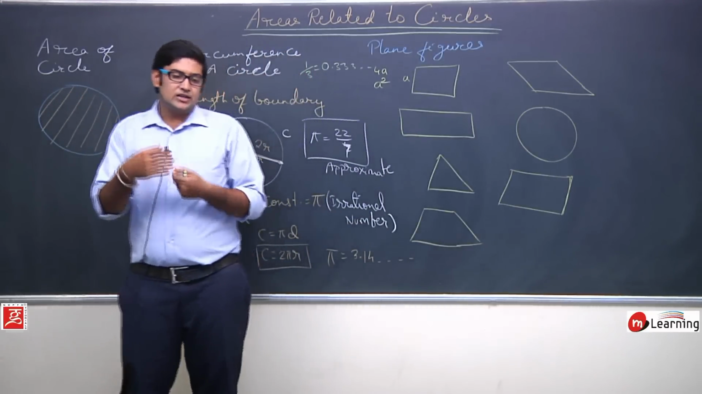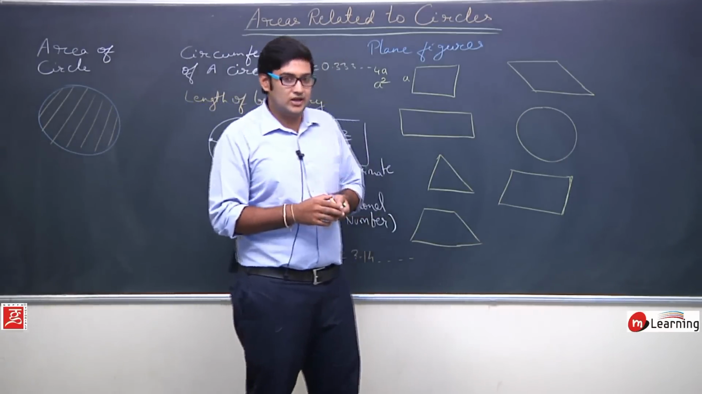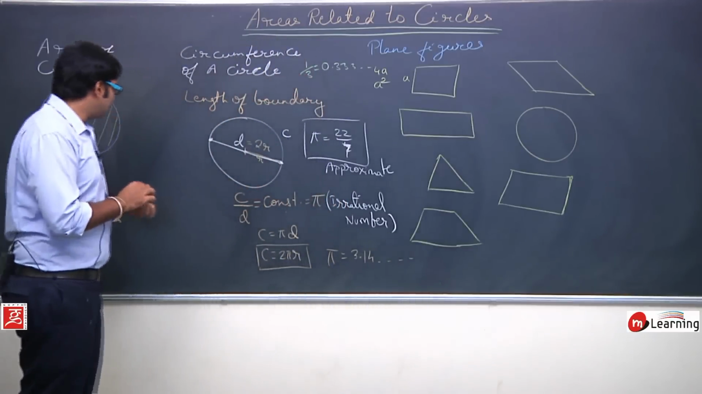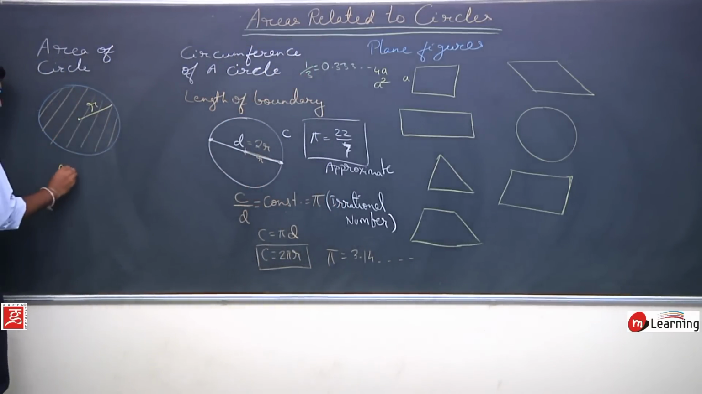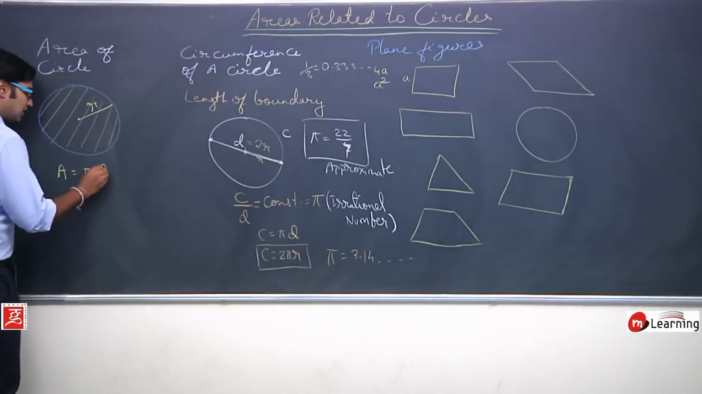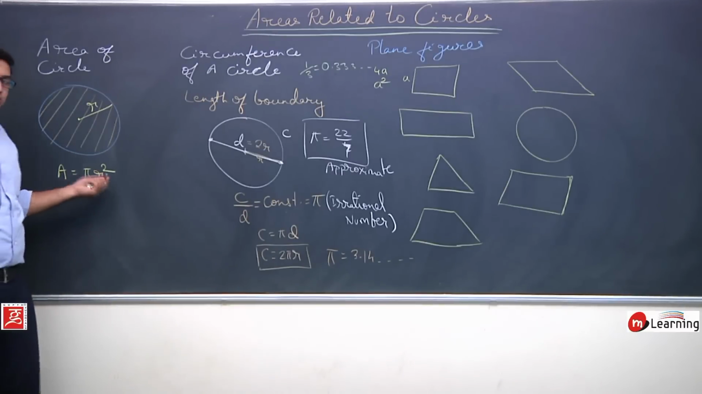It's again a definition to realize how area is defined. Okay, so if this is a circle of radius r, I will say area is equal to pi r square. This is the area: pi r square.